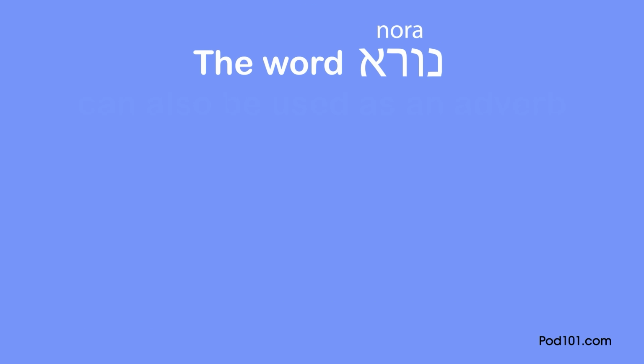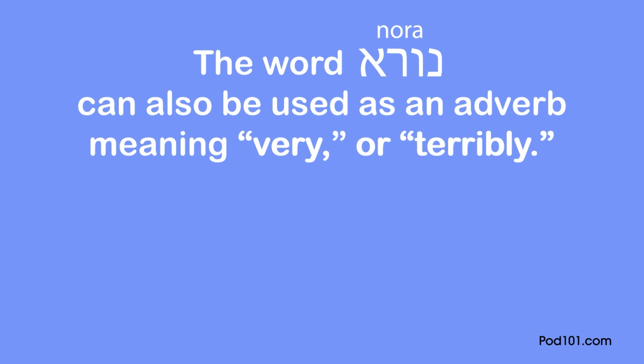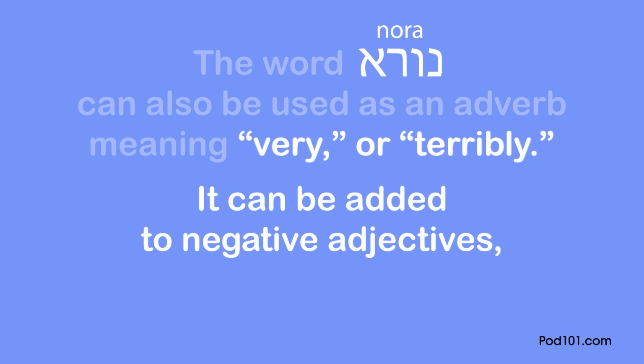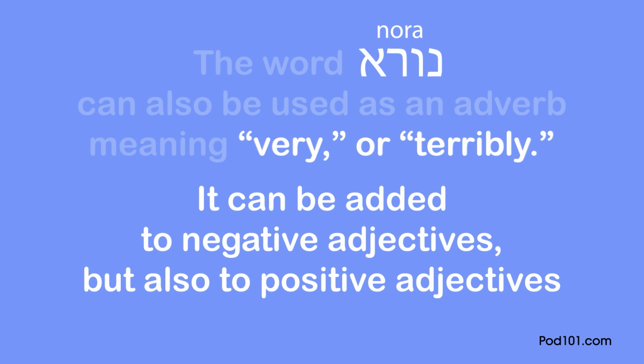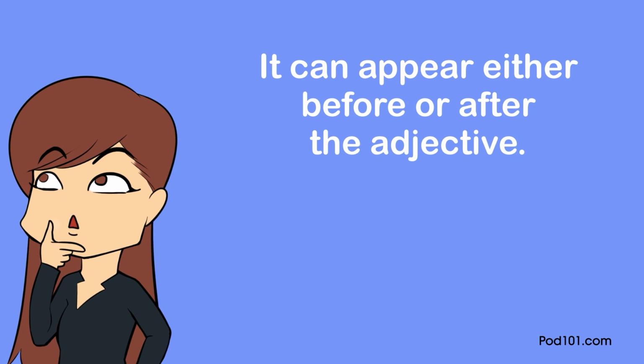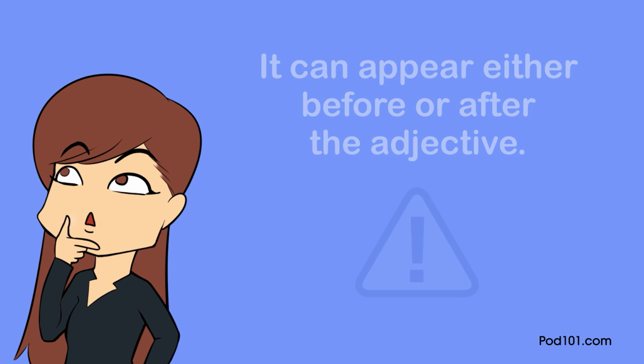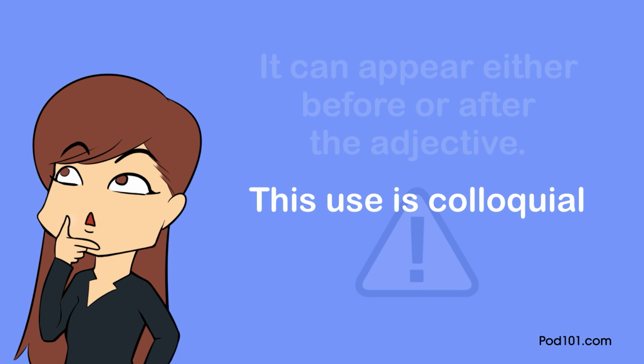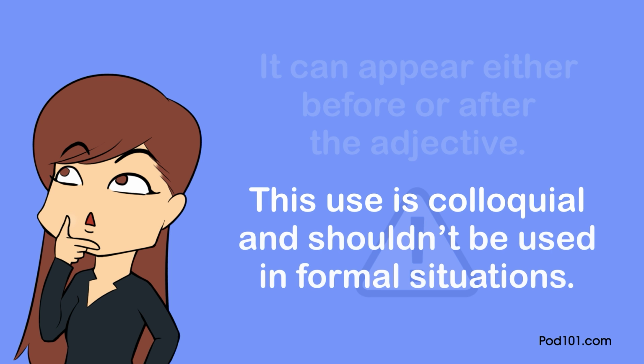The word nora can also be used as an adverb meaning very or terribly. It can be added to negative adjectives, but also to positive adjectives like נורא יפה, terribly beautiful, or נורא מעניין, very interesting. It can appear either before or after the adjective. One important thing to note is that this use of the word nora is colloquial and shouldn't be used in formal situations. So next time you're with your Israeli friends, try using the word nora with one of the many expressions we've learned in this lesson and see how you sound.